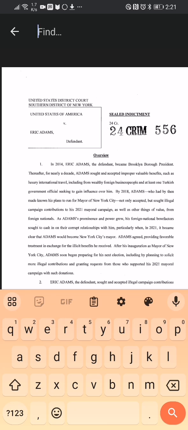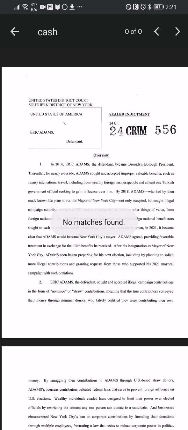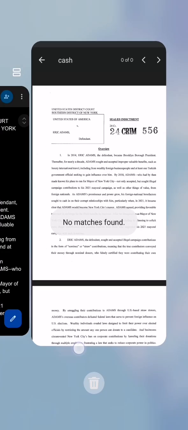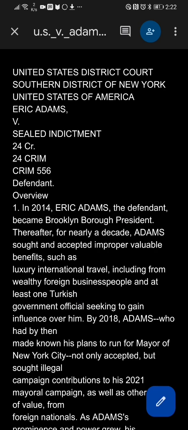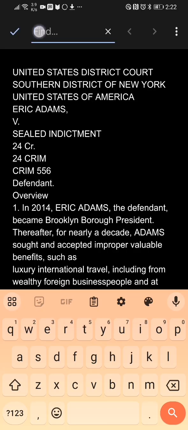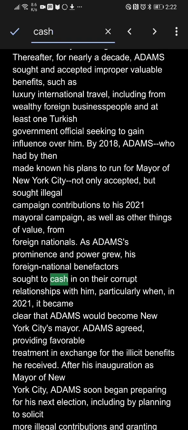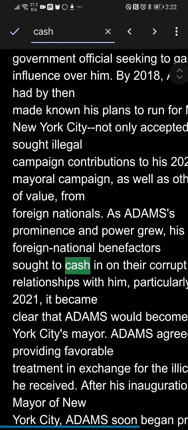So let's look around. Here, try to search for cash, for instance. We know something about cash was in this indictment. And here, let's go to the scanned document or the OCR document and look for cash, right? You can just search here for cash, and we'll share this, obviously. And let's see how many caches there are. 8 occurrences. So we just look for the word cash. As Adams' prominence and power grew, his foreign national benefactors sought to cash in on their corrupt relationship with him.